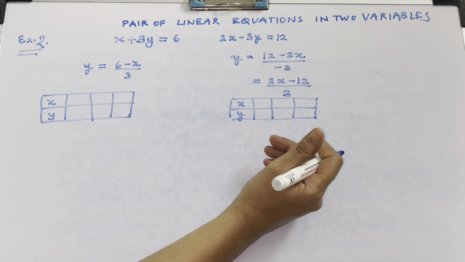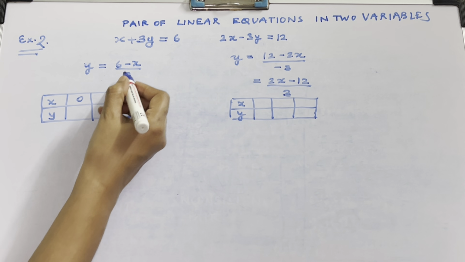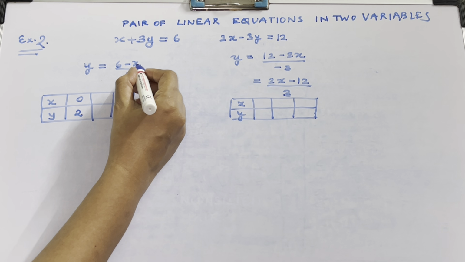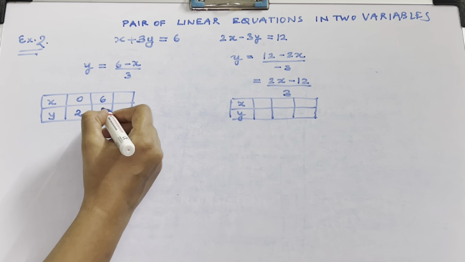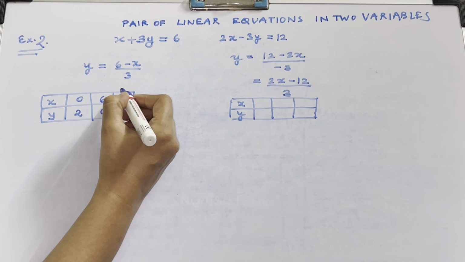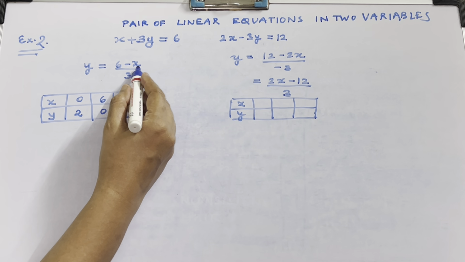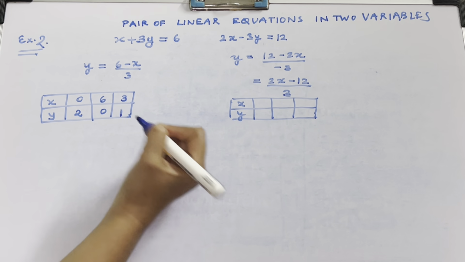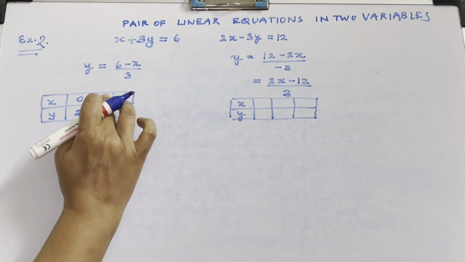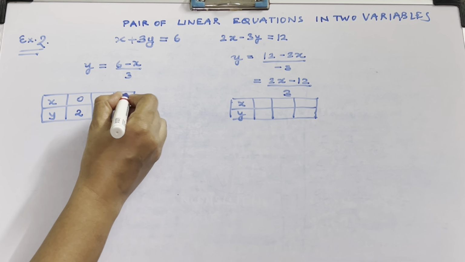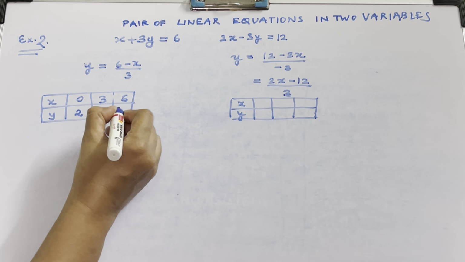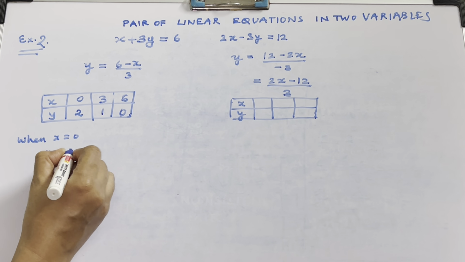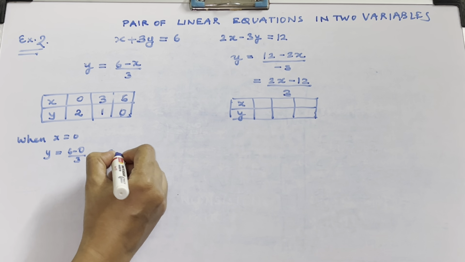So we will take 3 values, like for x equal to 0, if we put 0, y will come as 2. If I write x equal to 6, we will get 0. And if another value, say x is equal to 3, then the answer will be 1. In ascending order, it is 3, 6, and 1. To solve in the exam, you can write here when x is equal to 0, y is equal to 6 minus 0 by 3, which is equal to 2, and so on.